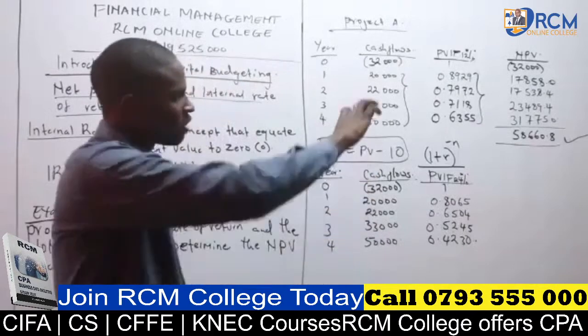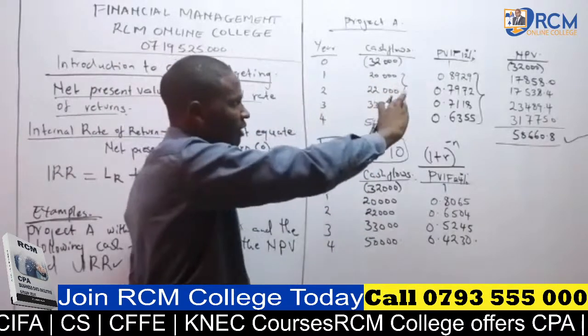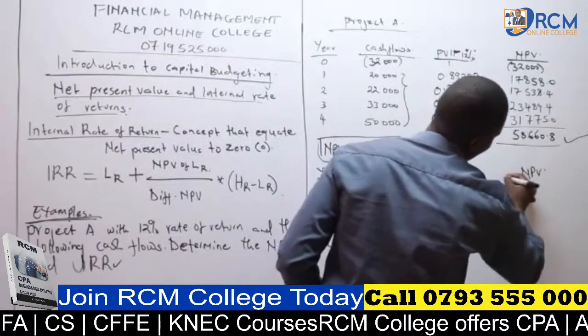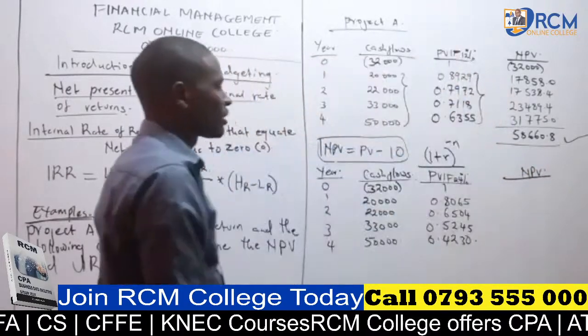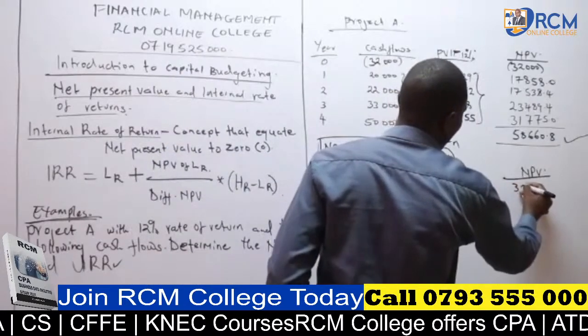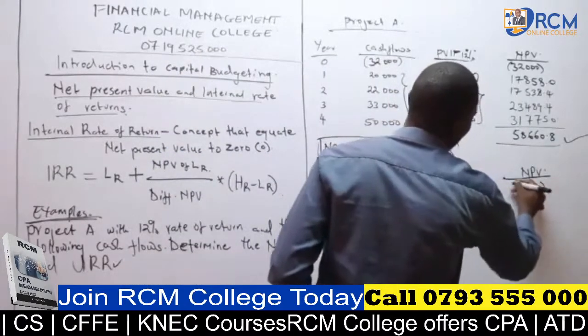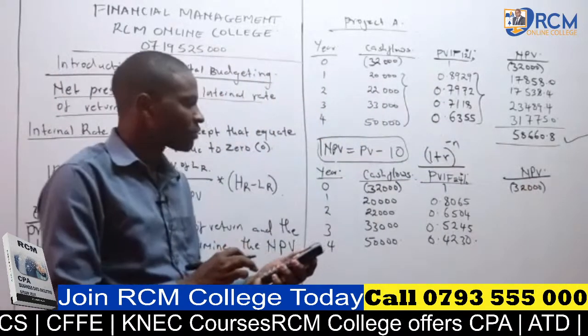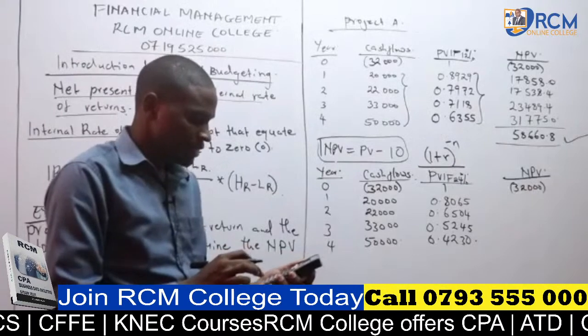Allow me to use the same method I used. I just have the heading NPV, so that I'll just do the summation. So 32 remains 32 because I'm multiplying with 1. So it's 32,000. Then I multiply 20,000 times 0.8065.